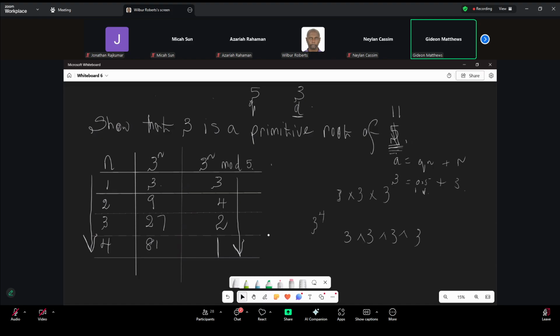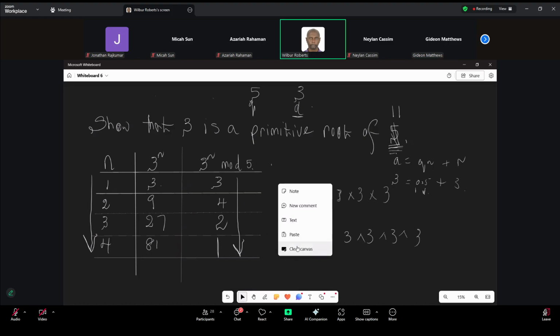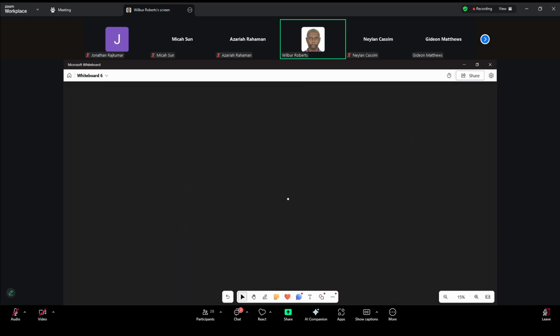So let me clear the canvas here and let us just do that as a practice. Show that 3 is a primitive root of 11. So you all work it out. What you have to have here is n, 3 to the n, and then 3 to the n mod 11.